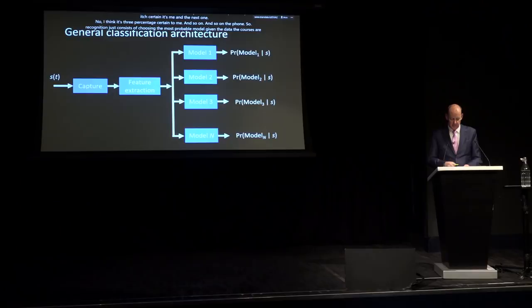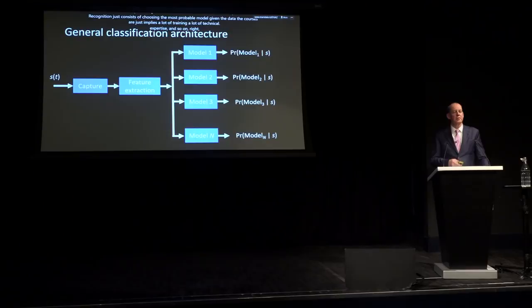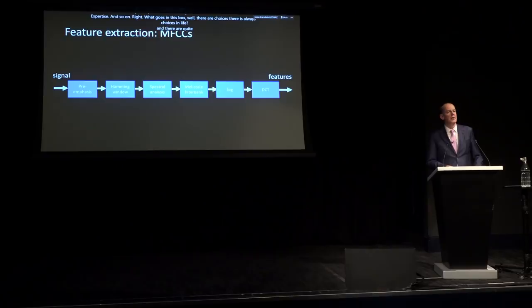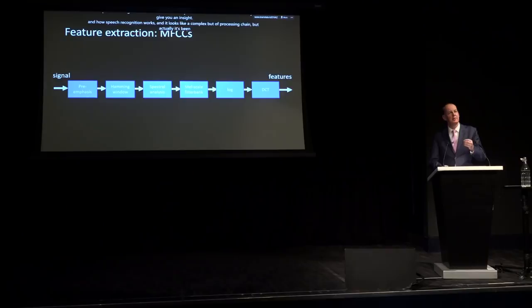Right, so what goes in this box? Well, there are choices. There are always choices in life, and there are quite a few possibilities. The two in common use are linear predictive coefficients, which I'm not going to talk about because time is short, and what are called MFCCs, Mel frequency cepstral coefficients. I don't want to spend too long on these, but I do want to say a little bit about them because they do give you an insight into how speech recognition works. And this looks like a complex bit of processing chain, but actually it's been quite well developed thinking about the way the human ear works and the way, of course, the voice works.